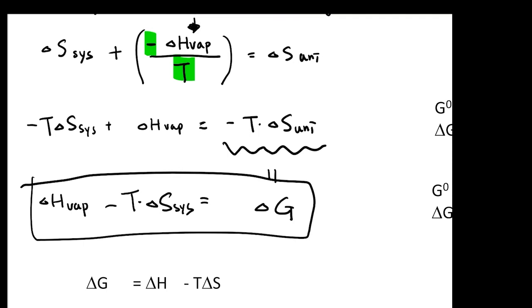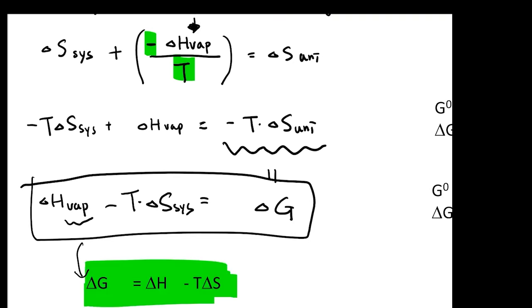Later on, people actually generalized these equations, not just for evaporation. For any chemical reaction, you can write the delta G in a very similar form, so that you get delta G equals delta H minus T delta S. This is the most important equation of this chapter: delta G equals delta H minus T delta S. This is the equation you really need to memorize.